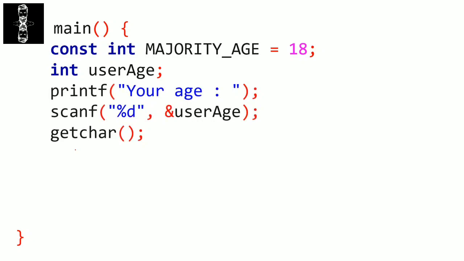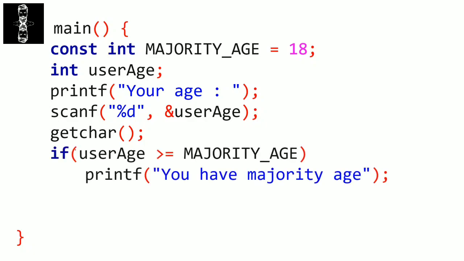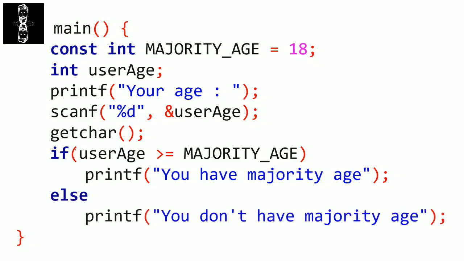Now we make the if-else condition. A person has the majority age if her age is equal or greater than 18. So the condition is, if age is equal or greater than majority age, we print you have the majority age. And now we use the else statement to print you don't have the majority age.